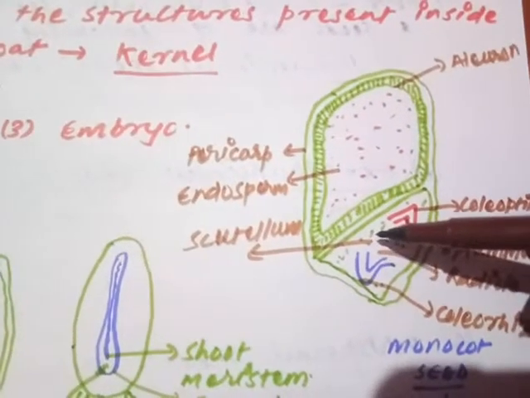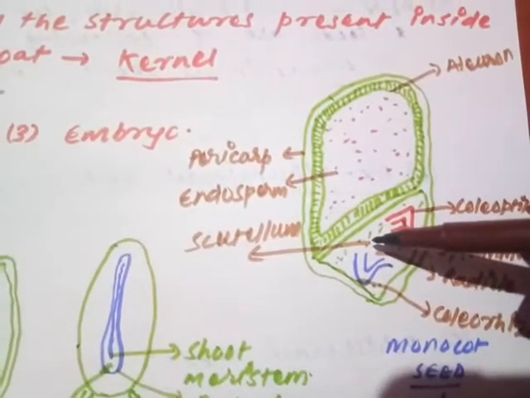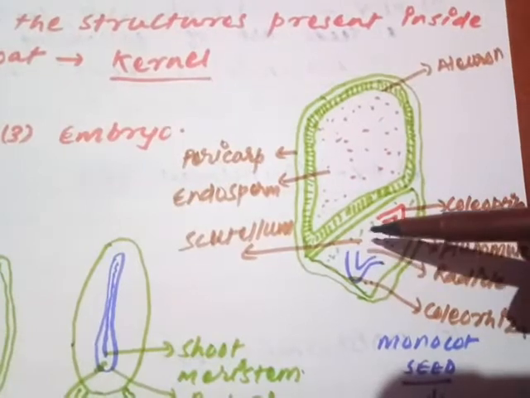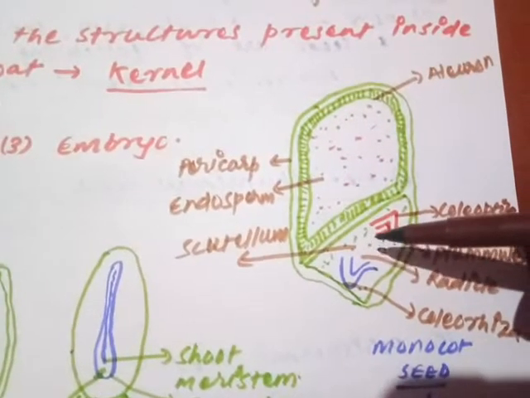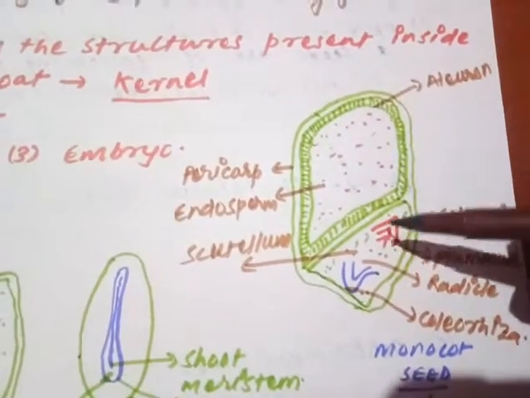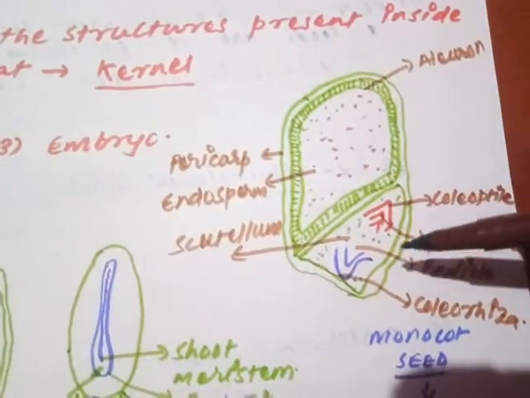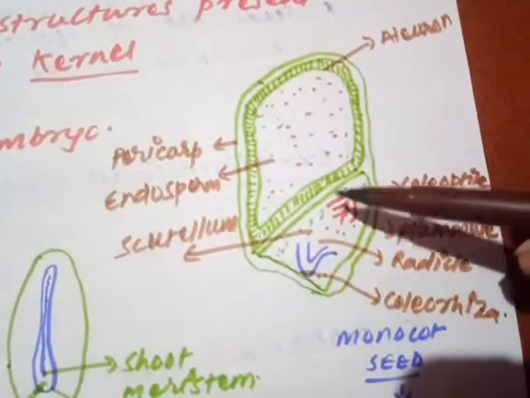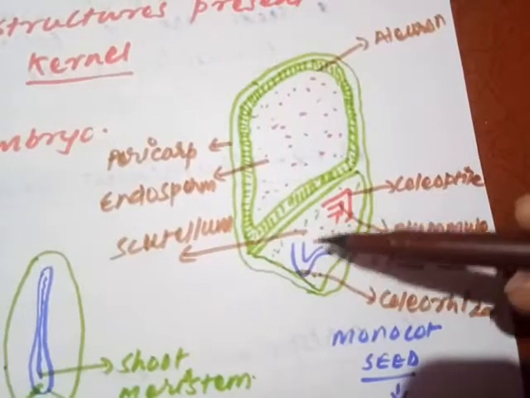This portion represents the scutellum. Scutellum we'll see later on. The scutellum is actually the rudimentary cotyledon. In case of monocotyledons, the scutellum is referred to as the cotyledon. And here is the embryonal axis. This is the complete embryonal axis.